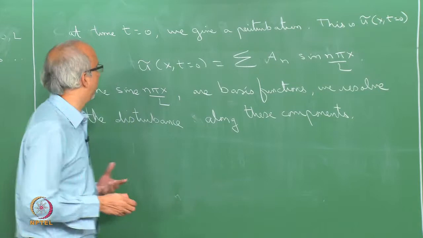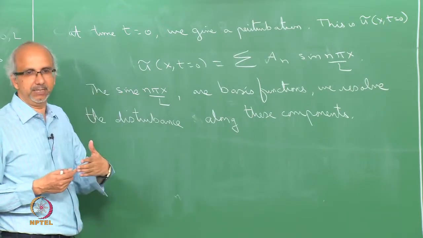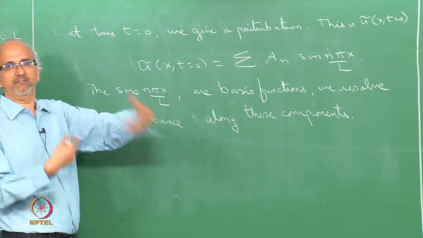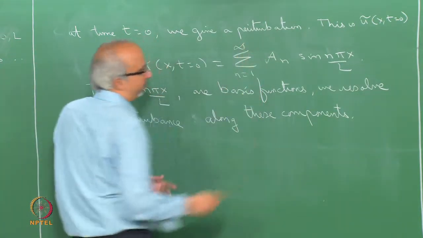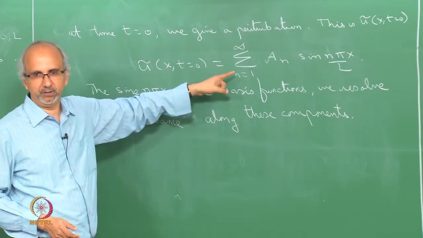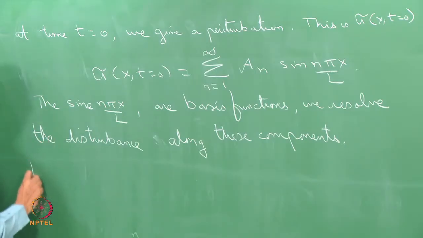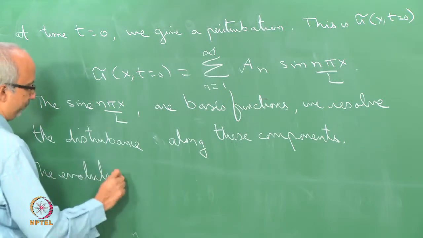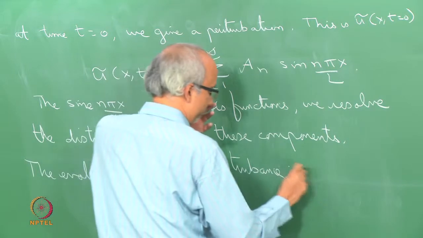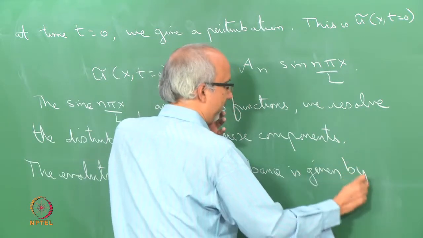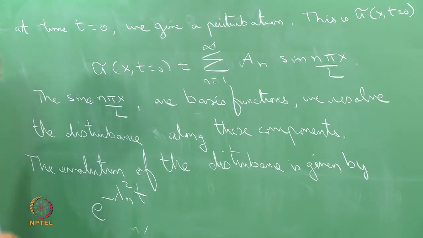Now, for example, in the finite dimensional problem, you had a vector disturbance, you had two eigenvectors, and you wrote it in terms of two eigenvectors. Instead of two eigenvectors, I have an infinite sum now, where the summation goes from n equals 1 to infinity. So from what was a finite dimensional problem, we have moved to an infinite dimensional problem. So these are our basis functions. And the evolution of the disturbance is given by e power minus lambda n squared t, the time dependency.